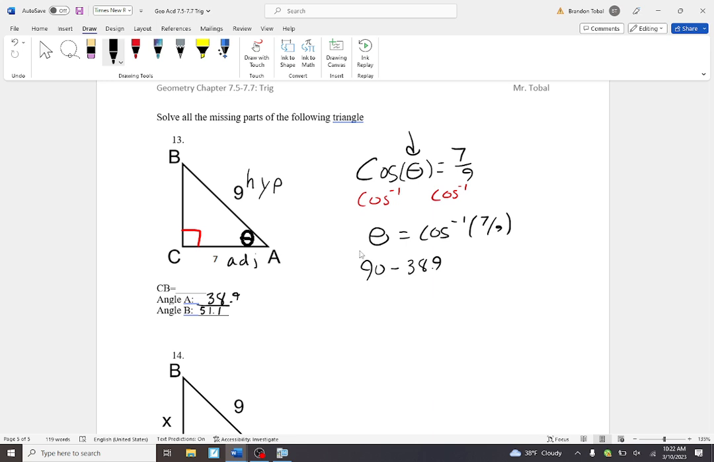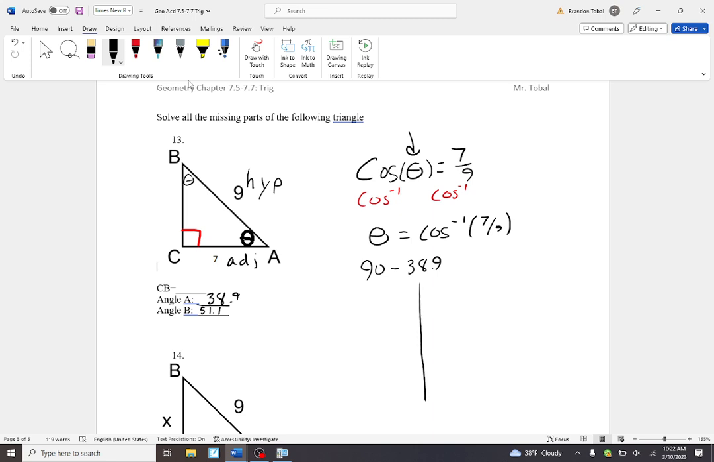You could do it also with sine. You could put your theta here and do sine. Wait, how do you figure out CB? There are multiple ways. I could do it in a trig way, or you could also do it with the Pythagorean theorem. Let's do it one way as trig and one way with the Pythagorean theorem.